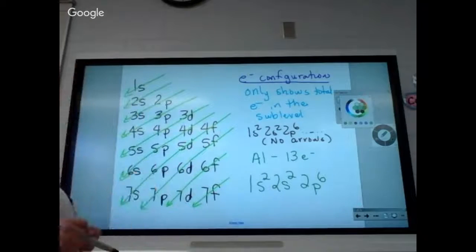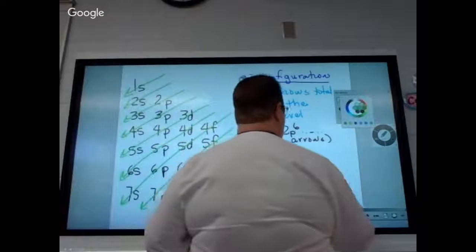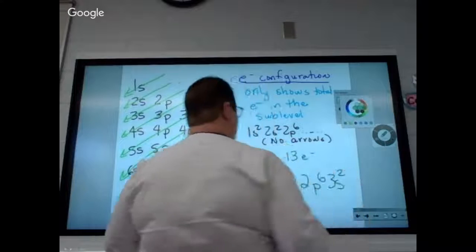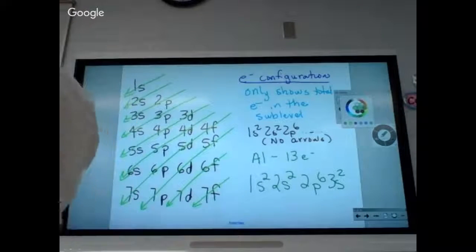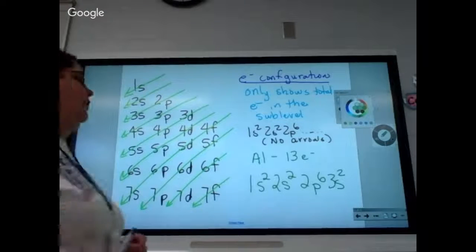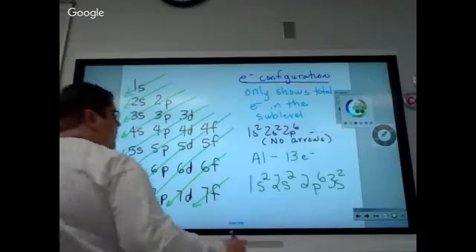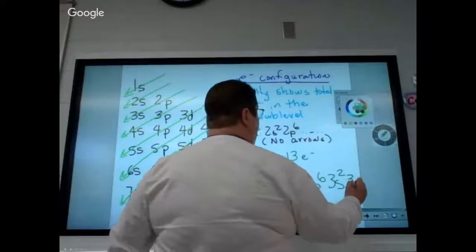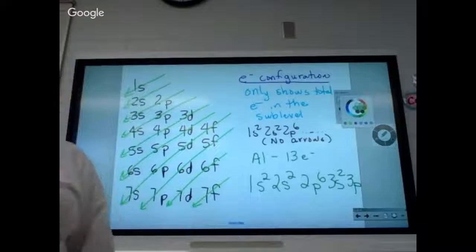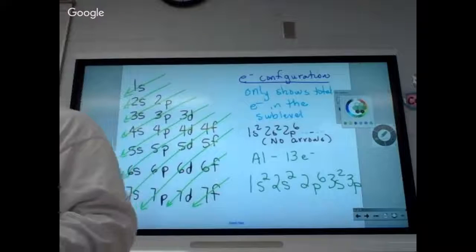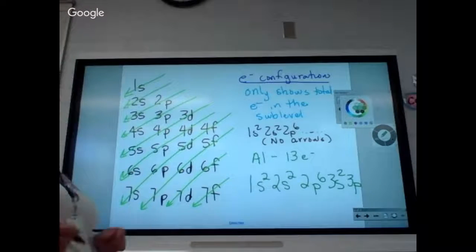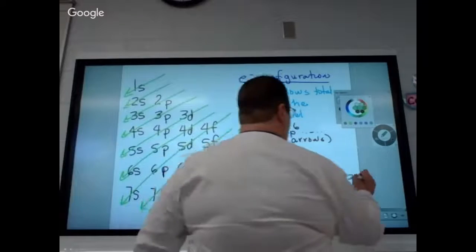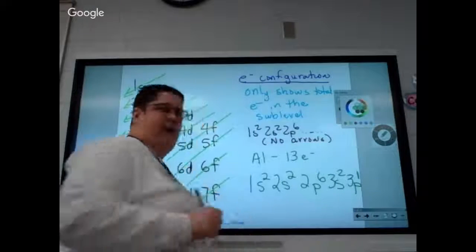Is that 13 electrons? No. Back to the chart. What comes next after 2p? 3s. 3s can hold how many? 2. So 10 plus 2 more is 12. We're almost at 13. We're just not quite there yet. What comes next? 3p. Now, we all know a p can hold how many? 6. But 12 plus 6 puts us at what? 18. We don't want 18. We only want 13. So we're going to put 3p1. That is an electron configuration.